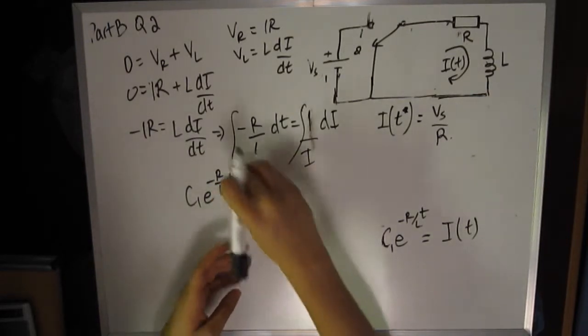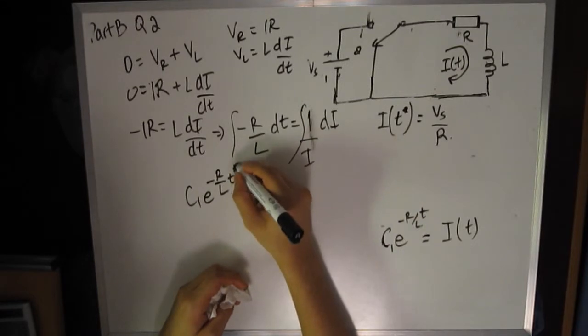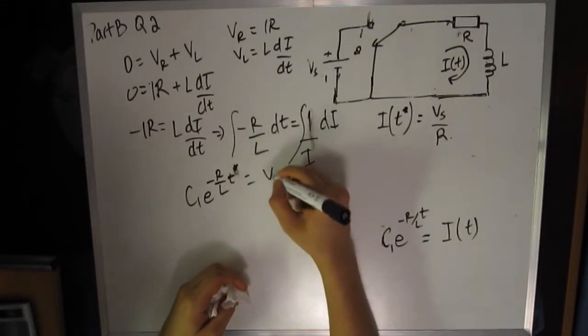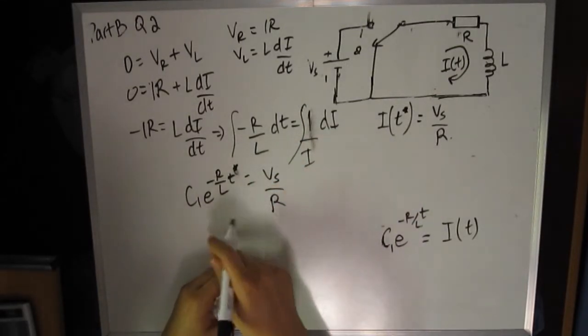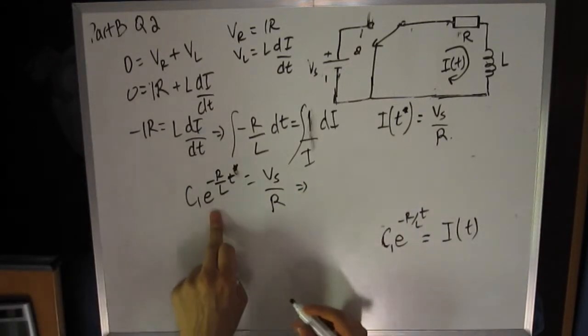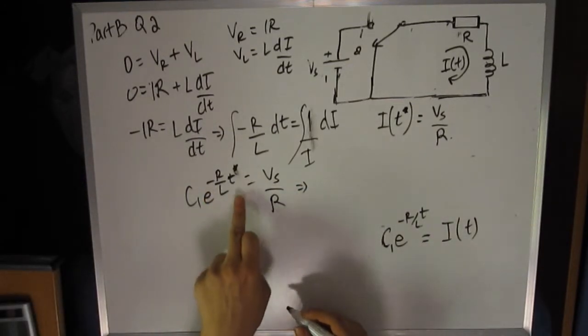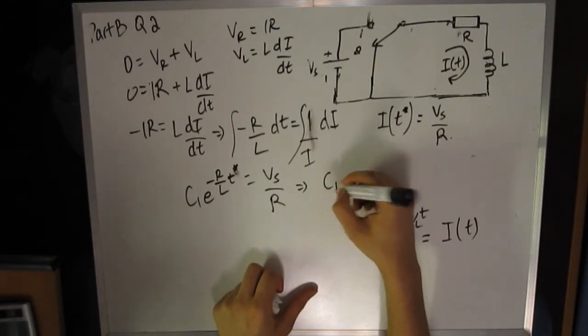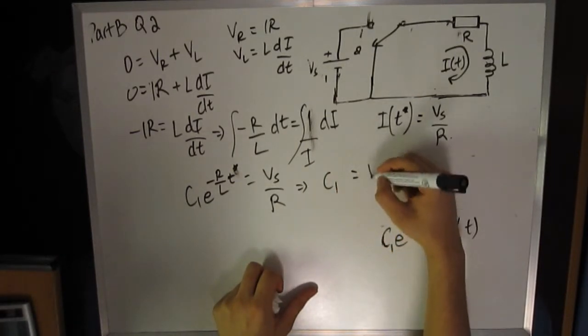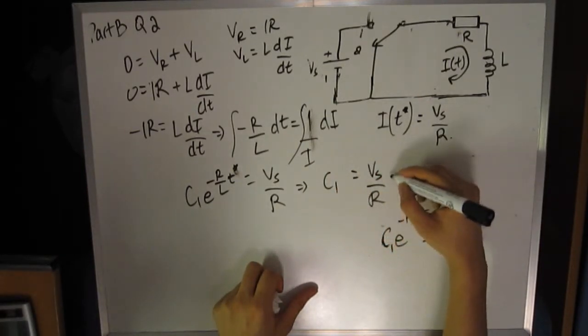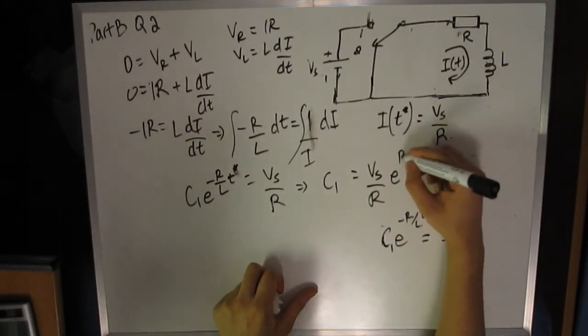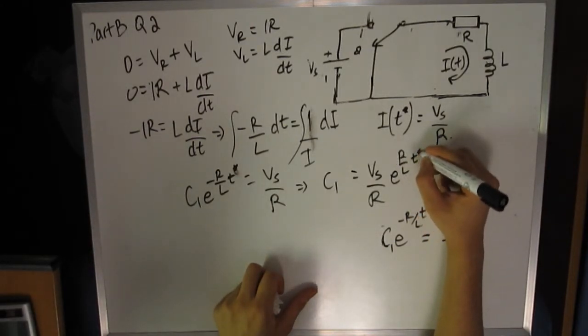Oh, that's a horrible T star. So T star is equal to Vs over R. And what you're going to do now is divide both sides by e to the negative R over L T star. So you get your C1 to equal Vs over R multiplied by e to the power of R over L T star.